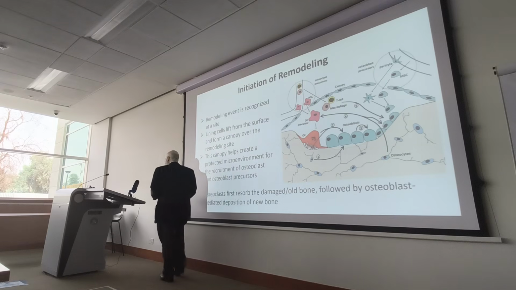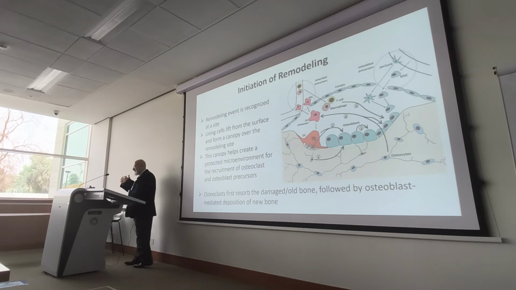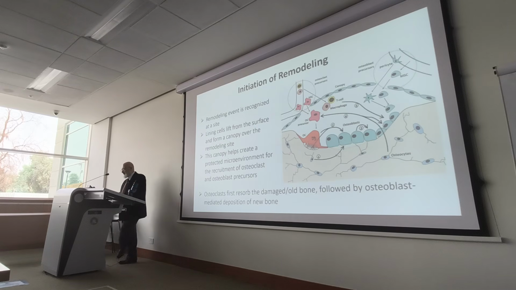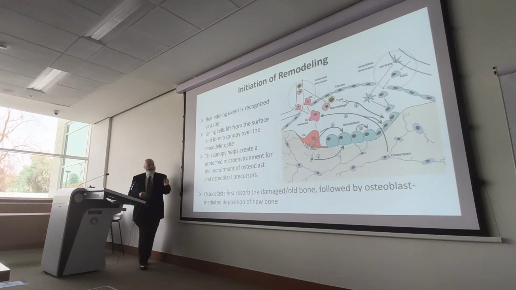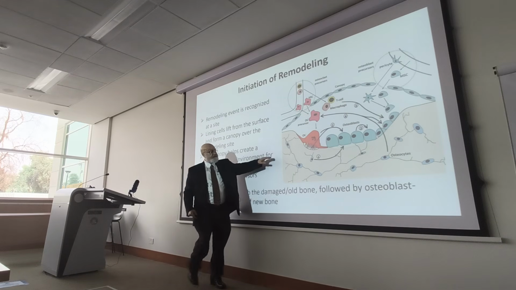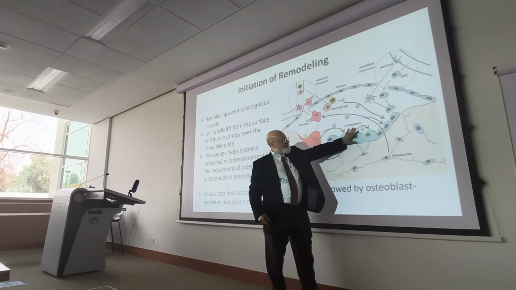So when you get a signal that we need to remodel this very selected area in the bone, the remodeling process is going to happen. It's called the initiation of remodeling, in which the lining cells are lifted, as you can see, and they form what we call a canopy. They are separated from the surface. This is supposed to be a flat surface here.